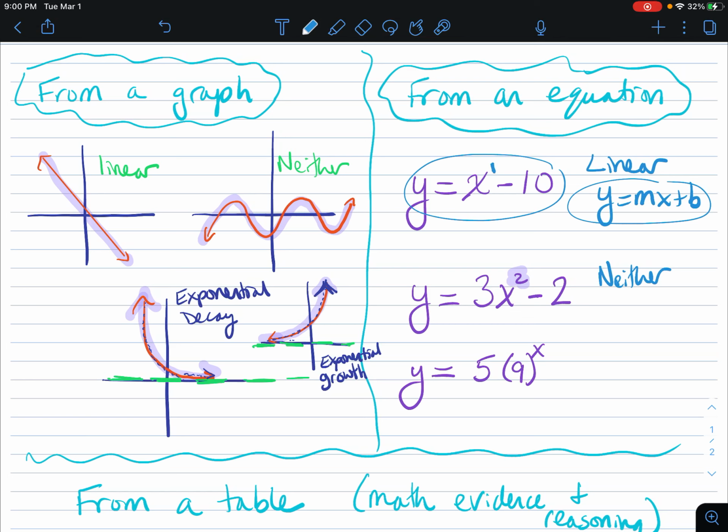Now for exponential, so here's the new stuff, right? Exponential functions. This form is y equals a times b to the x power. If you have x as the exponent, you have an exponential function. This right here is our initial value, and this is your multiplier.